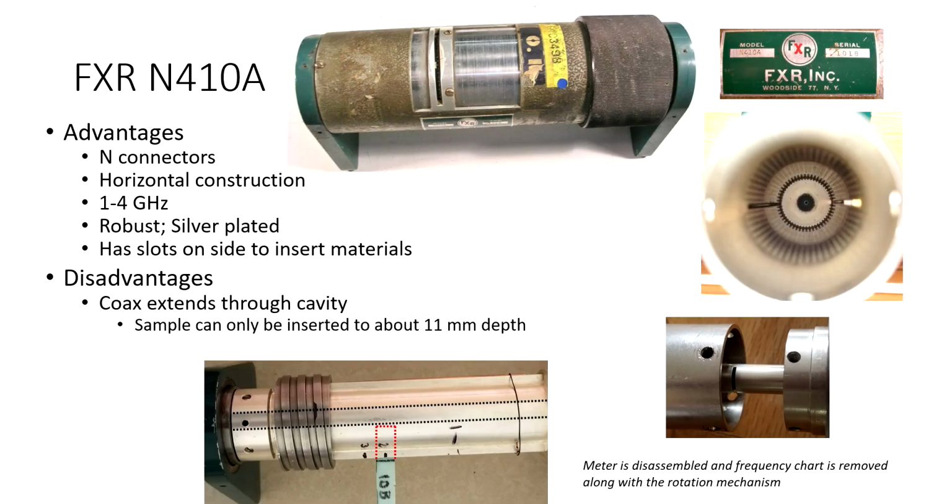So while not impossible, it was a pain in the neck, so I decided to look for additional frequency meters, and I came across this one. This is an FXR N410A made by a lovely machine shop in Woodside, New York. It appears to be probably from the 1960s, maybe. The thing I like about this one is it has N connectors on either end, which makes it really easy to attach to your instrument. It has a horizontal construction, which makes it easy to put things in.